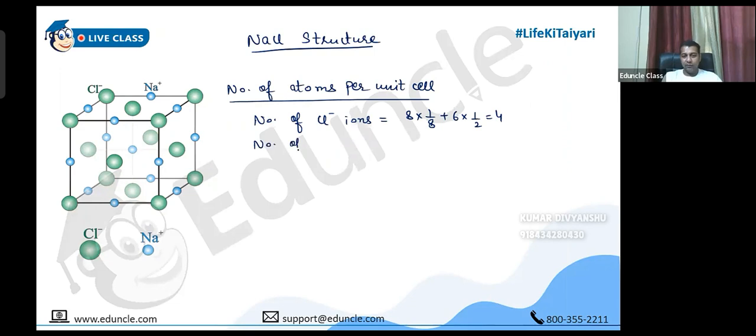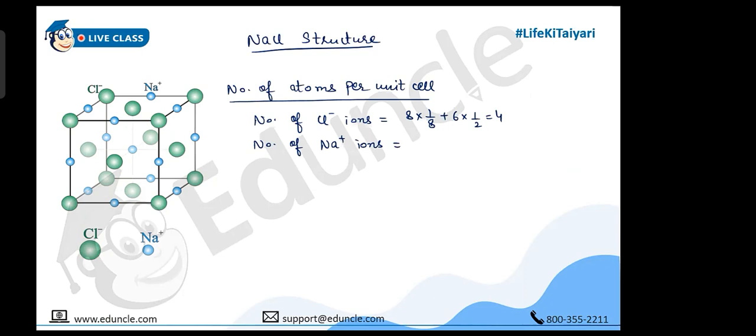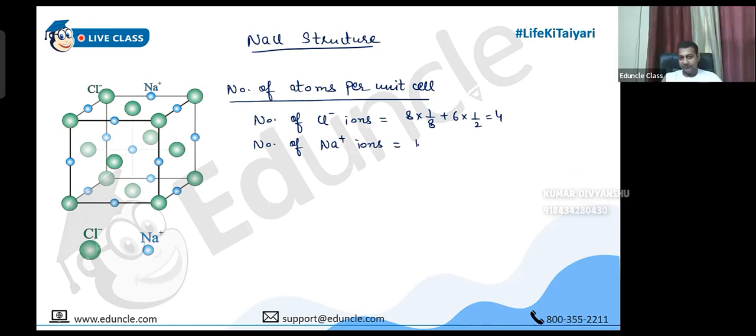So that's why I said that they are making their own FCC. Now, what about number of sodium ions? 12 of them are there at the edge centers, and every atom present at the edge center has the contribution 1 by 4. Yes, sir. And one more is there at the body center. So again, there are 4 of them. So it means in 1 unit cell of sodium chloride, there are 4 sodium ions and 4 chloride ions. Okay? Clear?